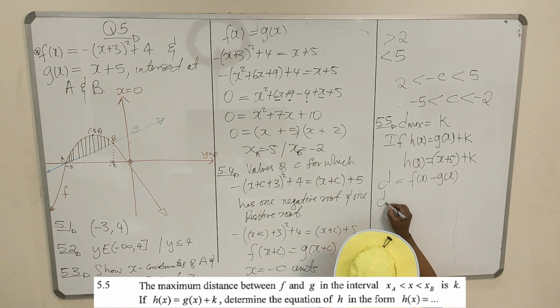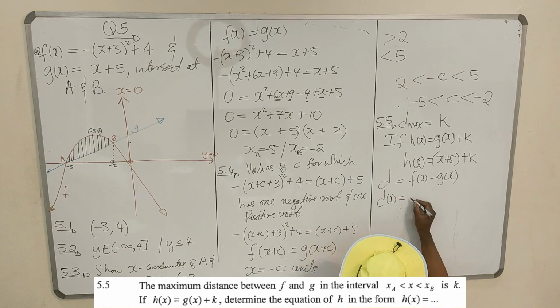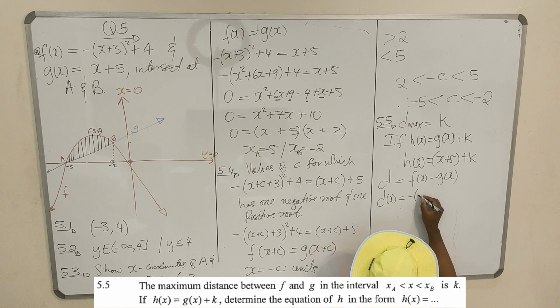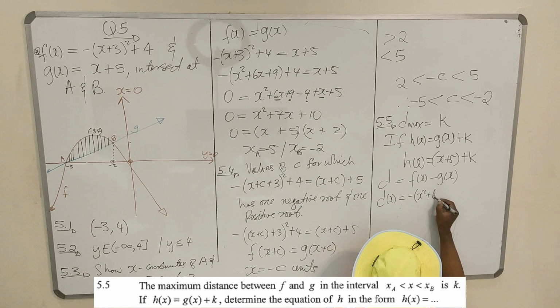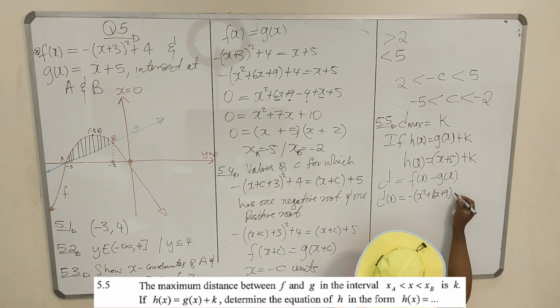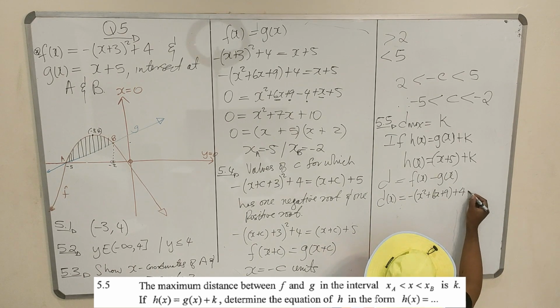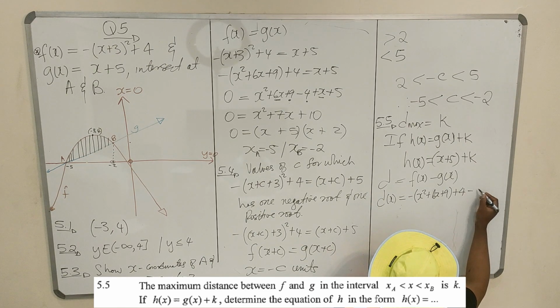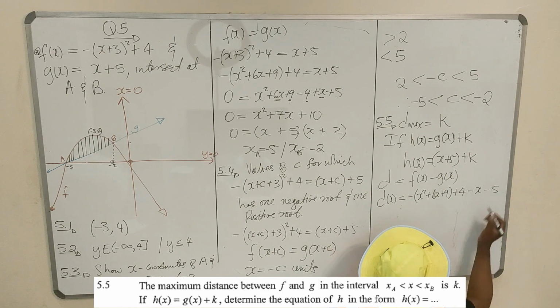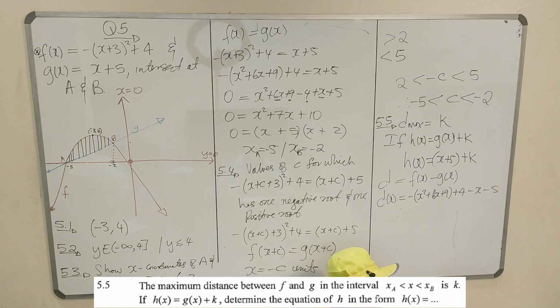So what is your f of x? Minus x squared plus 6x plus 9, plus 4, is equal to... minus, sorry, minus x minus 5. Right? I just subtracted x minus 5. You understand? Okay. Then what do we have?